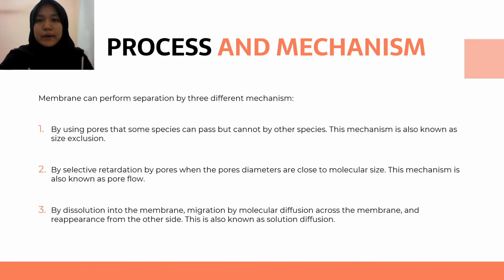Membrane can perform separation by three different mechanisms. First, by using pores that some species can pass through but the other species cannot. This mechanism is also known as size exclusion. Second, by selective retardation by pores when the pore diameter is close to molecular size. This mechanism is also known as pore flow. Third, by dissolution into the membrane, migration by molecular diffusion across the membrane, and reappearance from the other side. This is also known as solution diffusion.